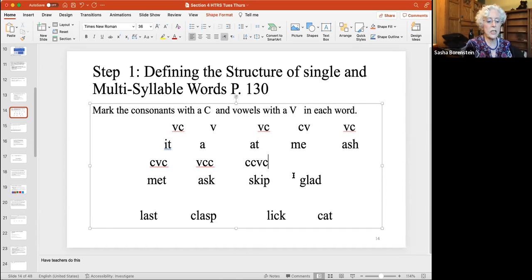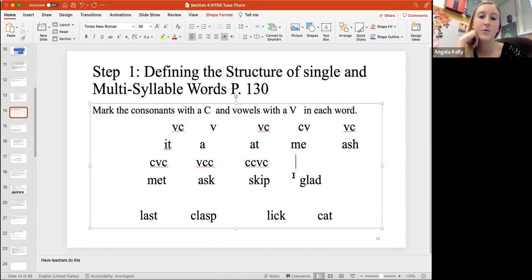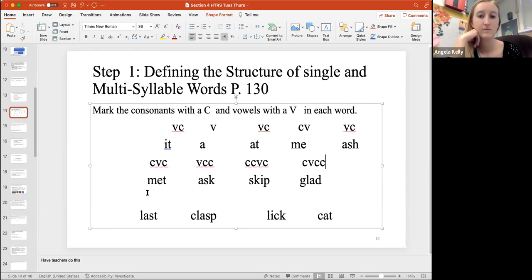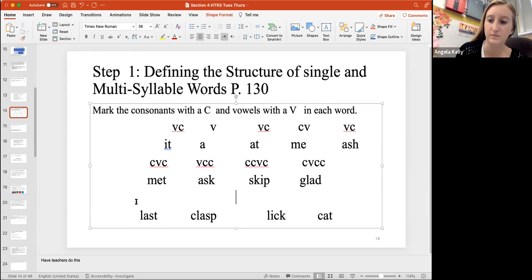And glad, is it different than skip or the same? Yeah, well, I think it's the same because GL isn't a digraph, right? Exactly. It's a blend, a consonant blend. Two consonants, two sounds. So it is also a complex one syllable word. Okay? Thank you. So, Cindy, can you do the last row with me? Please. Yes. Thank you.